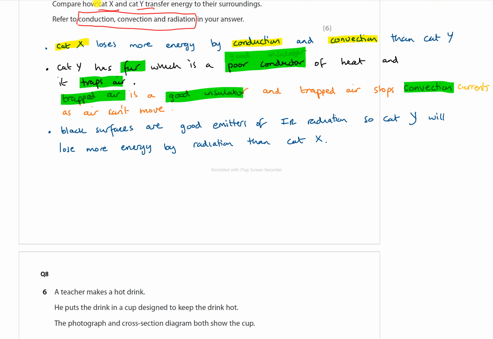Right. Also now we've got black surfaces. Remember what we said? Black surfaces are good emitters. So cat Y has got a layer of black fur on it. So cat Y will lose more energy by radiation because of the fact that it's a darker color. Right, let's move on.